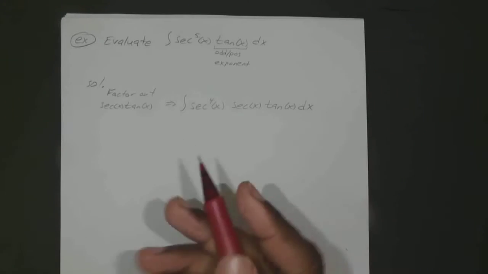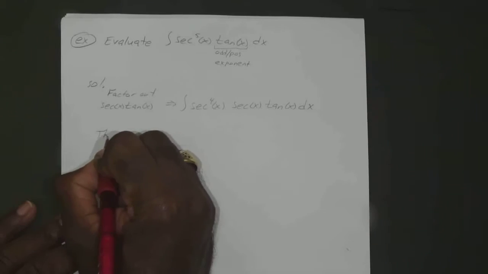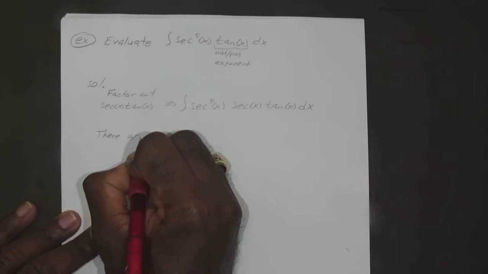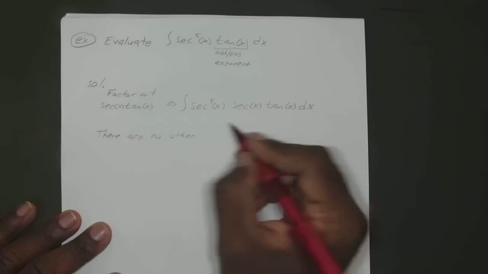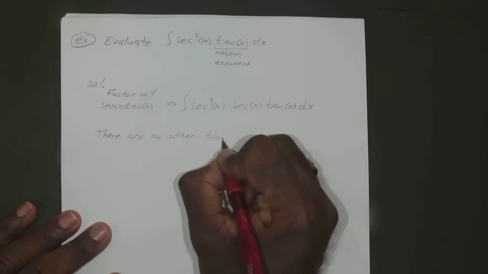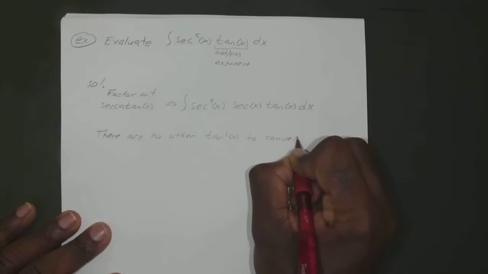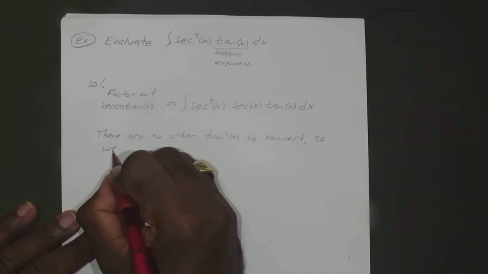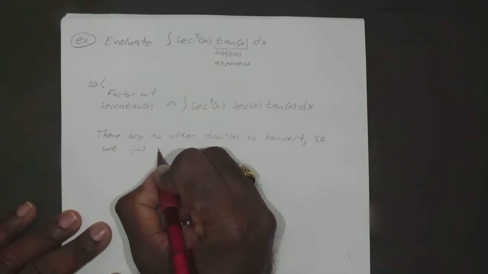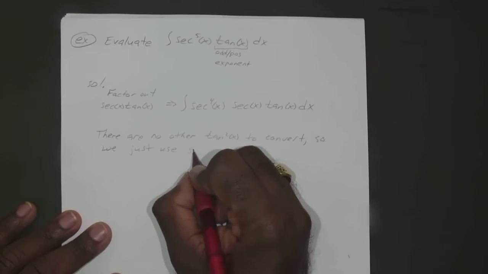Okay. Now there are no other tangents to convert, so we just go right to the integrating. Okay, so there are no other tangent square of x to convert. So we just use substitution and integrate.